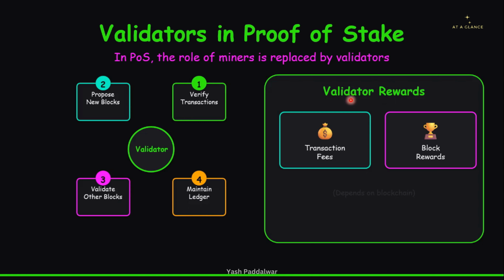Now let's talk about the validator reward. Now they get what? They get the transaction fees. Okay, they get the block rewards also, depending on the blockchain. So these rewards motivate the validators to participate honestly in the network. So I hope the process of validation which is done by validators is clear to you all.